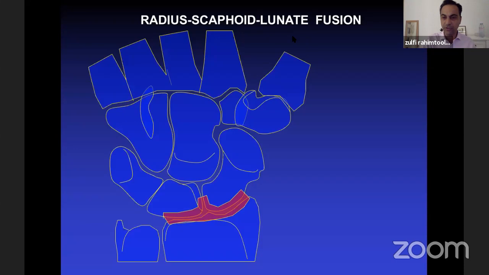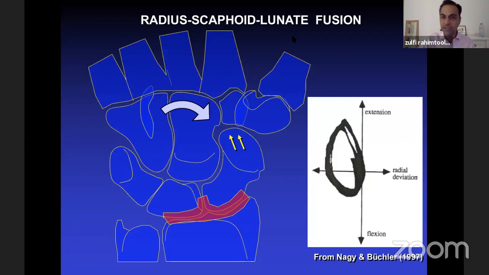They did a lot of cadaveric experimental work where they fused the radius, the scaphoid, and the lunate, and they had pretty good results. Unfortunately, when you fuse the radioscapholunate areas, you block radial deviation. So I just want you to look at this diagram that Nagy and Buchler came out with. There's completely no radial deviation possible when you fuse the joint in such a partial fashion. These sketches I owe tribute to Marc Garcia, who scanned these for me.